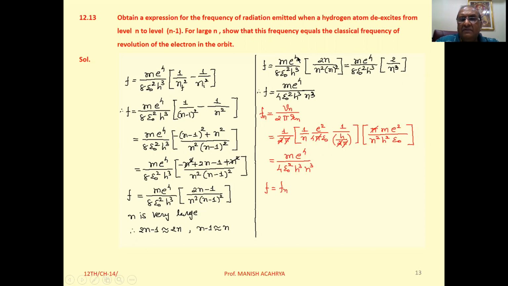So we will get me⁴ upon 8 epsilon 0 square h cube into 2n upon n square into n square. So 1 n here cancelled. So finally we'll get me⁴ upon 8 epsilon 0 square h cube into 2 by n cube. So here 2 by 8 will give you 1 by 4. So resultantly we have the frequency, that is me⁴ upon 4 epsilon 0 square h cube n cube.